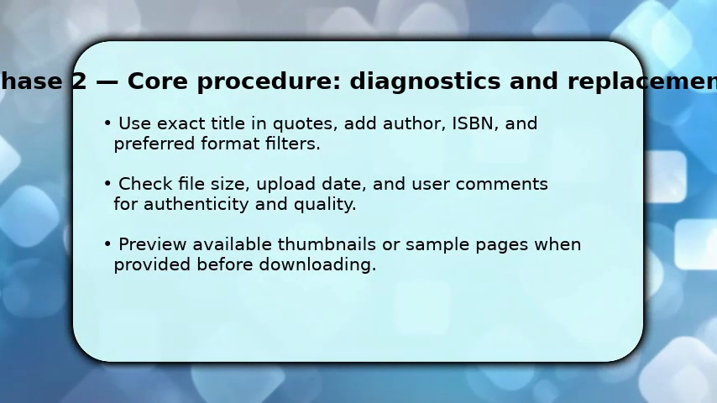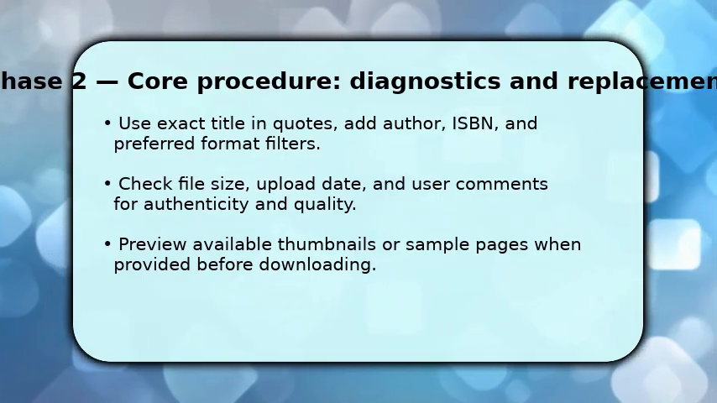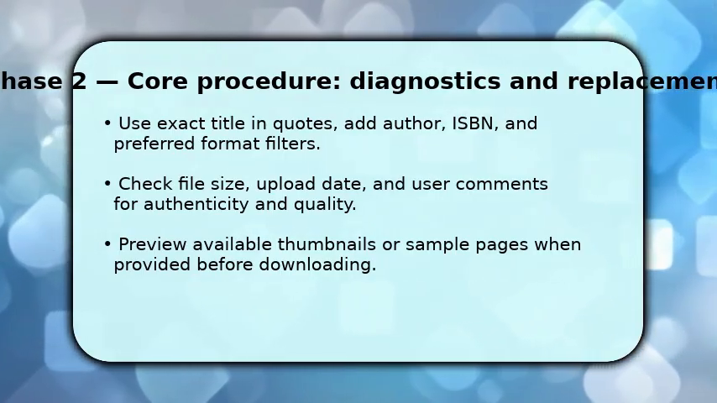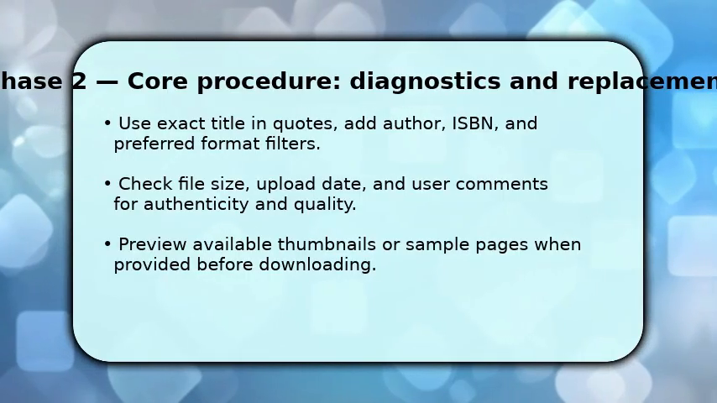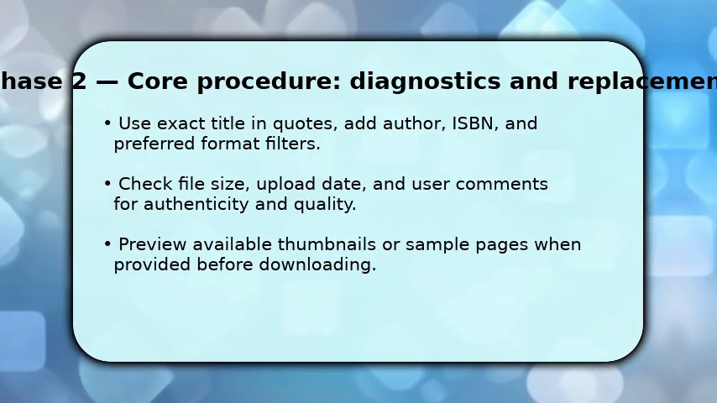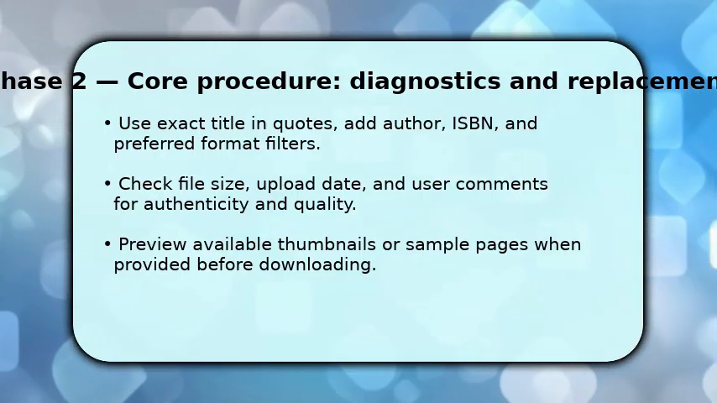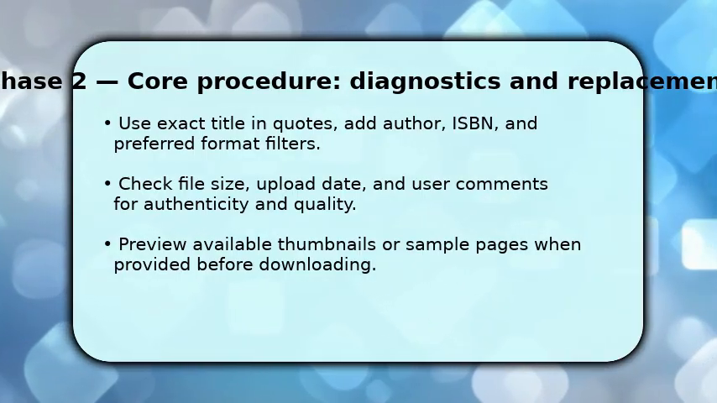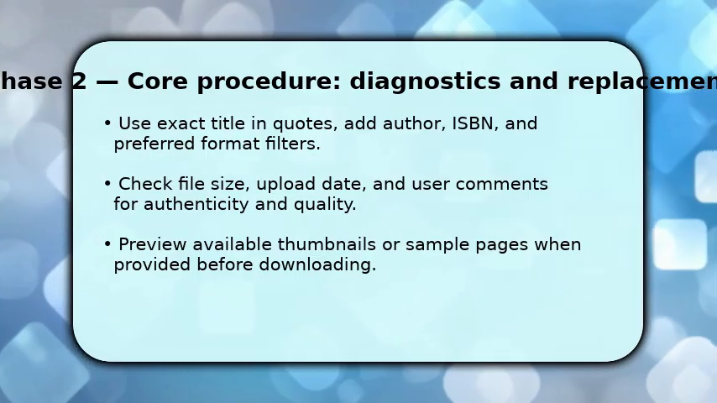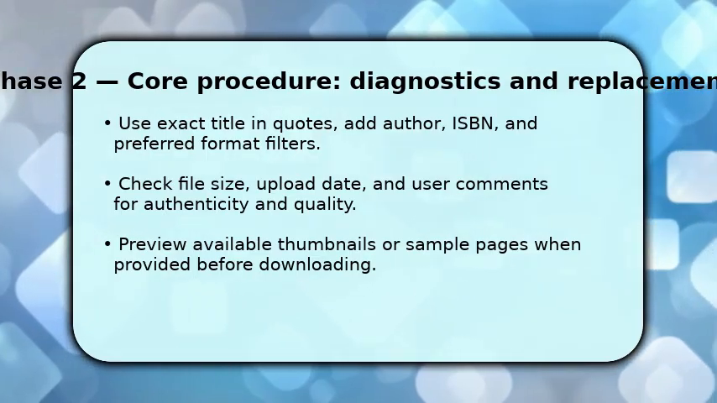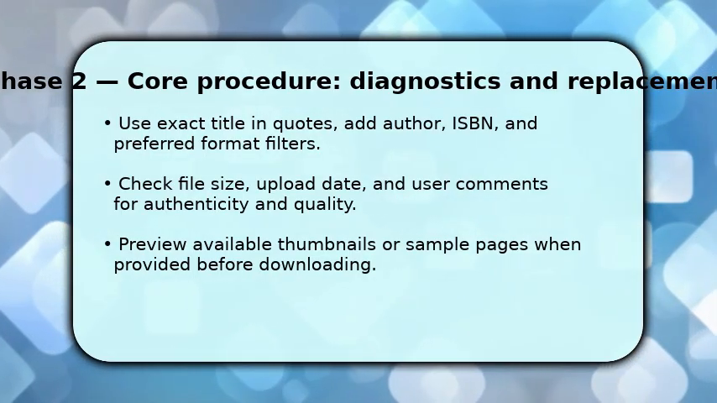Now you refine and inspect results to find a safe copy. Use exact title searches in quotes, add the author or ISBN, and include format filters like PDF or EPUB to narrow hits quickly. When results appear, examine file size and upload date. Very small files can be incomplete, while very old uploads may be corrupted.